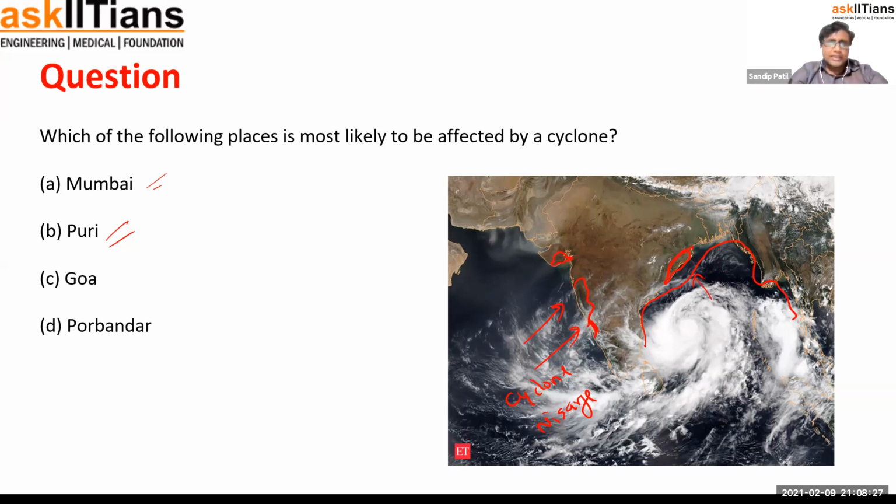Okay, so that's why we can mark the option Puri here. And what about the middle places? As I said, Delhi or Madhya Pradesh, right? Those places don't get affected a lot by these cyclones, right? Because they are way away from the oceans.